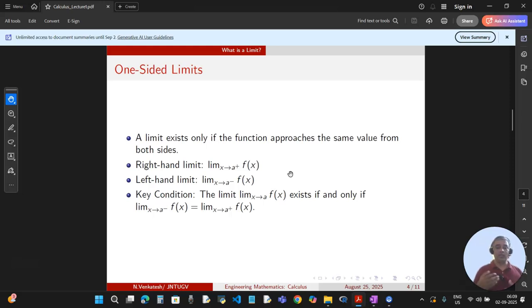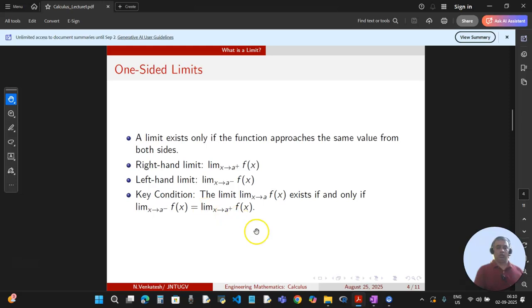So you will say that a function limit exists when limit x tends to a minus of f of x is equal to limit x tends to a plus of f of x. When both the right hand limit as well as the left hand limit are the same, then we can say that limit exists, and we can say that the f of x value is that limit value when x approaches a.